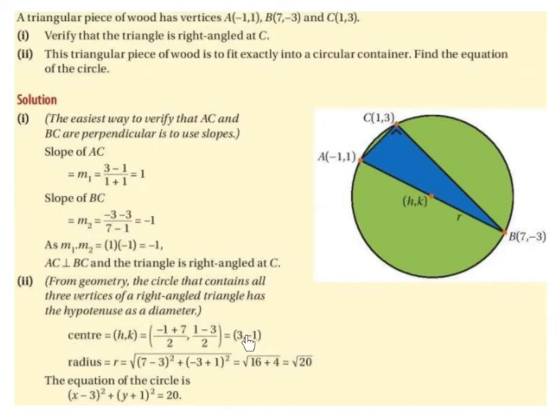So we have the center, (3, -1), we have the radius, root 20, so we just use the equation of a circle formula. So basically we just swap the signs for the x and y values. So we end up with (x minus 3) squared plus (y plus 1) squared is equal to 20. So this is the equation of our circle.